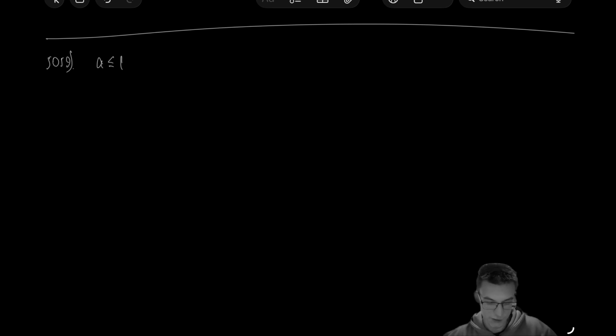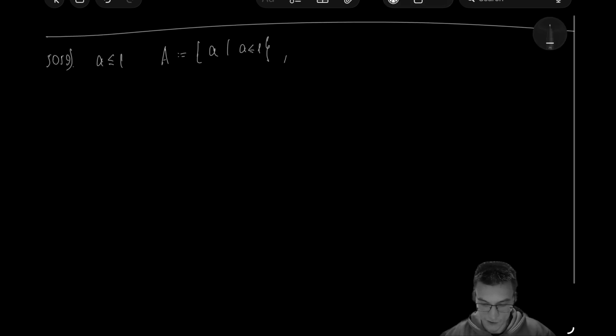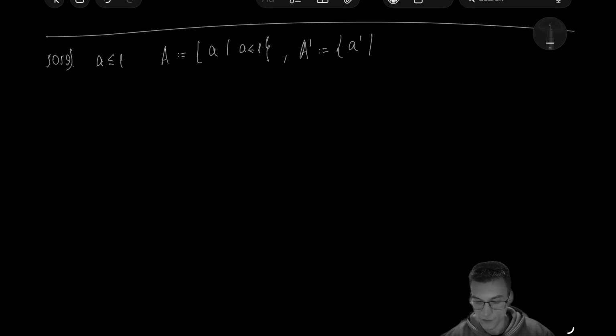So this is basically the number a, the variable a in a general sense, which takes some values which are less than or equal to 1. Then we can introduce two sets. Let's introduce the set A, which consists of values a such that a is less than or equal to 1. And at the same time, I'm going to define the set A prime. A prime is going to be the set of values a prime that are greater than 1. All right, so we have two sets.